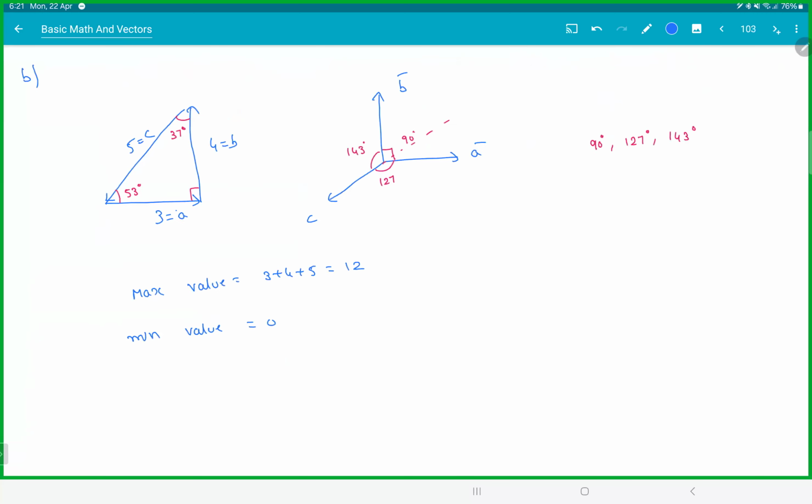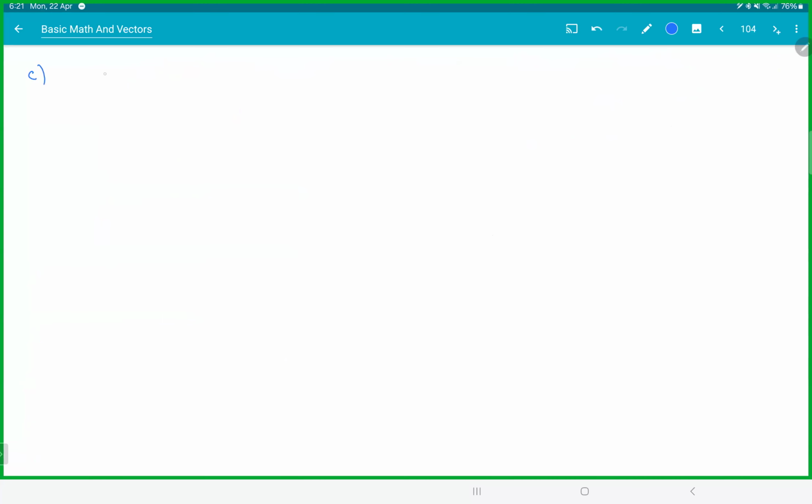That's the first thing you need to ask. So if you have 6 and 6 and 7, sum of two sides: 6 plus 6 is greater than 7. So yes, it works.